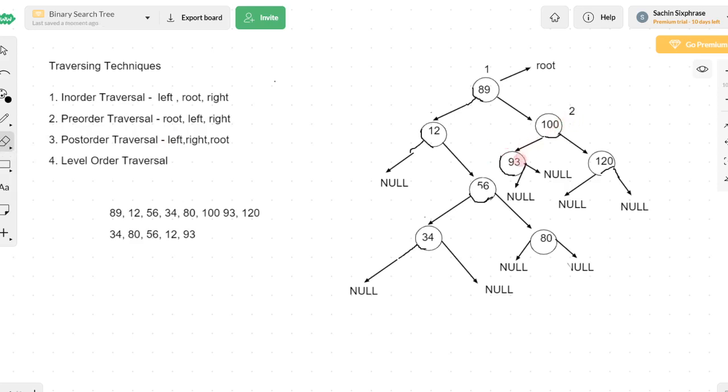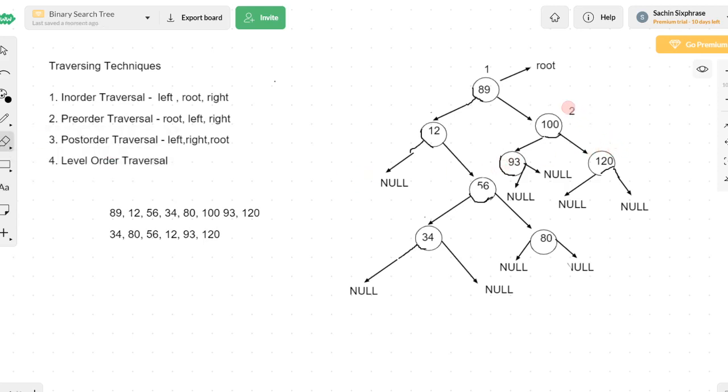For 100, left is completed, right is still not completed, right? So we will go for the right. Right we have 120, so we will go with 120. Now coming to 120, first of all left is null, right is also null, so left and right are completed. Now the root data, which is 120, has to be printed next. So 120 will be printed. Now for 120, left, right, root is completed. Now go back to the previous one.